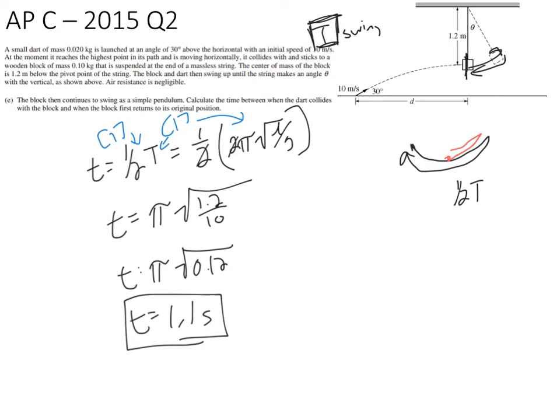So the good thing is that if you didn't realize that this was only half of the period and you thought it was the full period, you would at least get partial credit. You would get 1 point, which is more than enough.